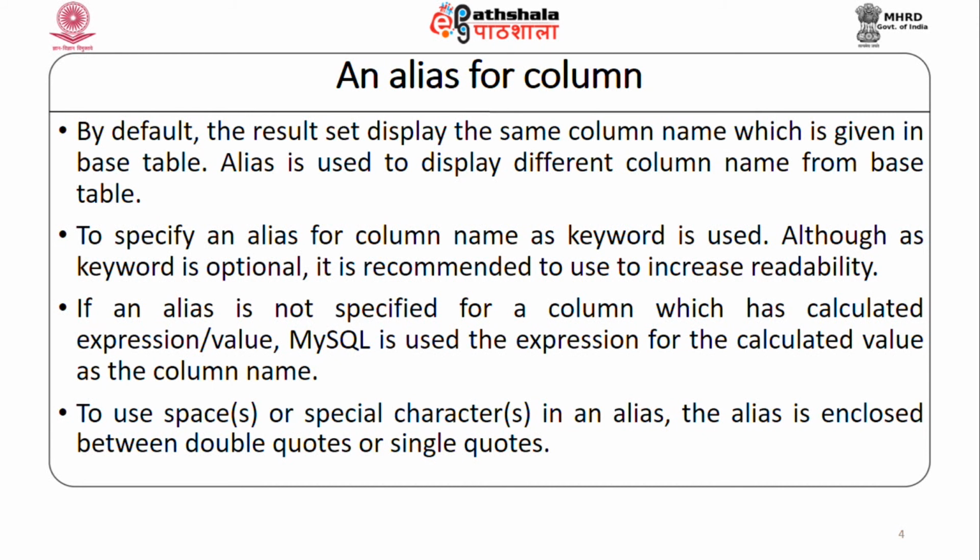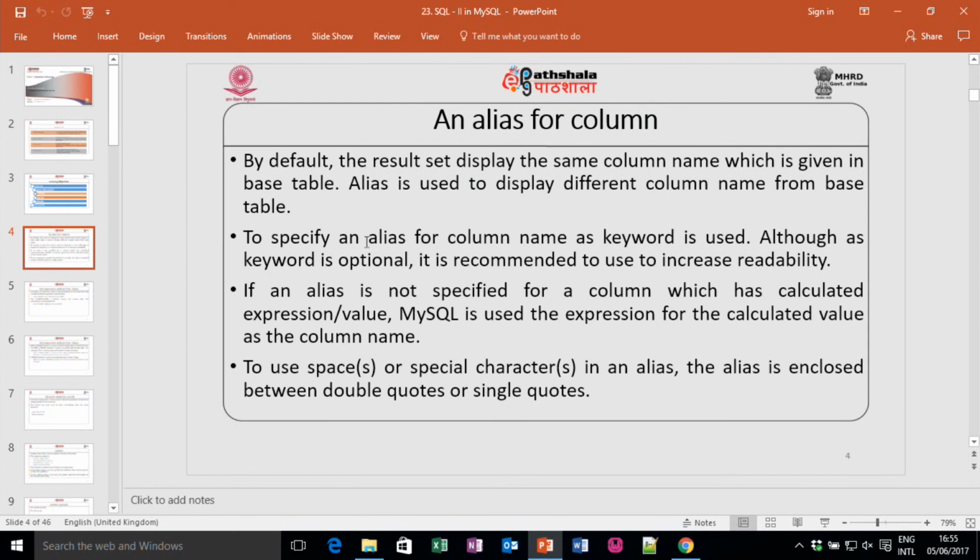Of course, the as keyword is optional, but it is recommended to increase readability. If an alias is not specified, a column with a calculated expression is displayed as it is. And to use a space or special character in an alias, the alias is enclosed in single or double quotes. Let us take an example.